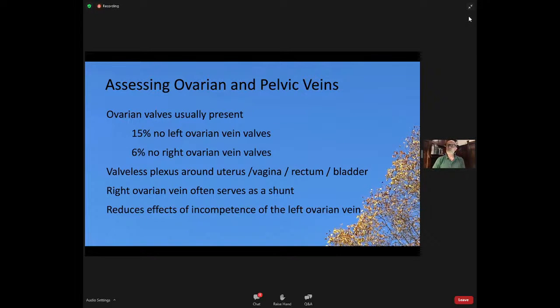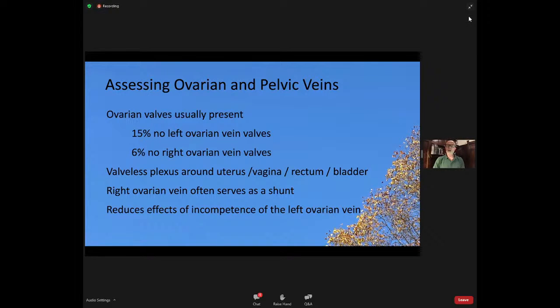They do have valves, but more commonly they're absent in the left compared to the right vein. And we have to remember that the venous plexus around the uterus and the bladder and the vagina and rectum is valveless. So there's free flow of venous flow around all those organs. Really important to remember when deciding to treat these.